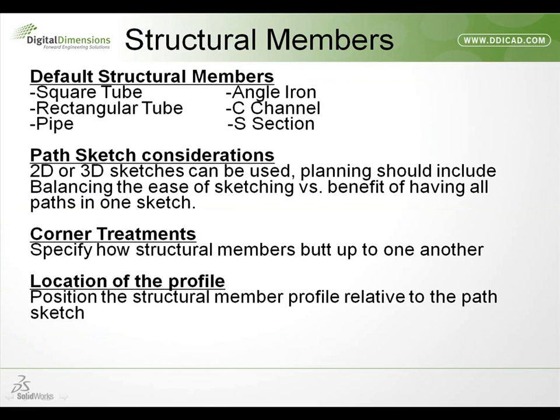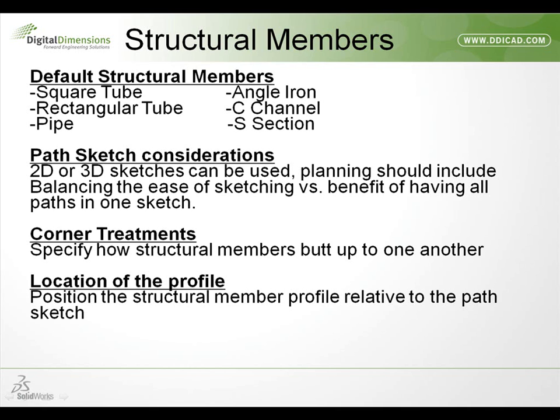Structural members. This is the primary feature utilized in the weldment environment. The default structural members that we have available are square tubes, rectangular tubes, pipes, angle irons, C-channels, and S-sections. When generating a weldment, the first thing that we need to do is generate 2D or 3D sketches to represent our weldment structure. This sketch should represent either the inside corner, the outside corner, or the center of our weldment structure. 2D or 3D sketches can be used, but when planning this out, you should balance the ease of sketching versus the benefit of having all of your paths in one sketch.